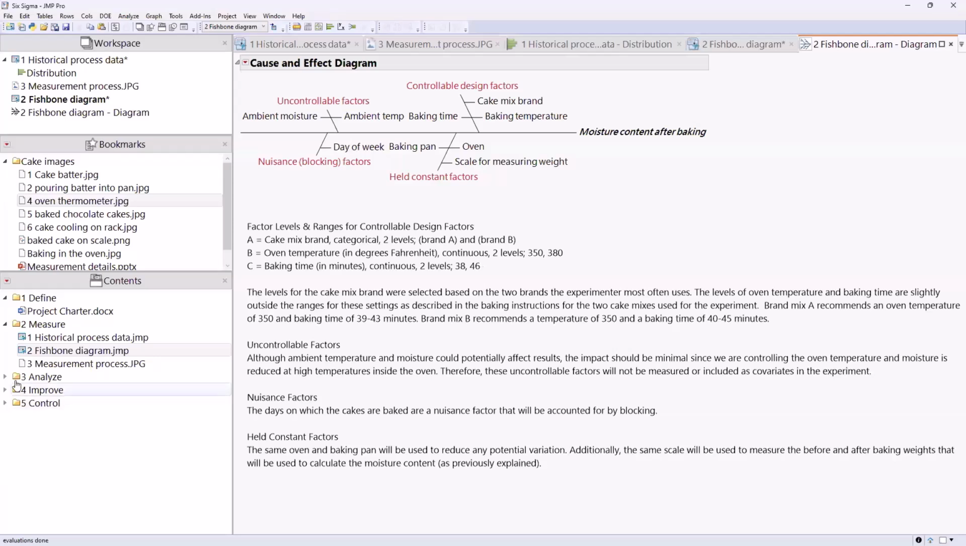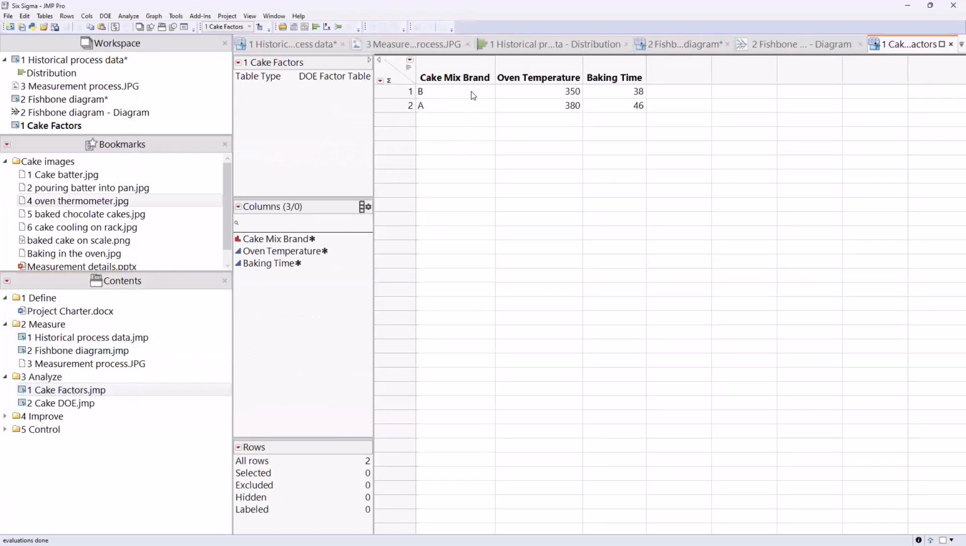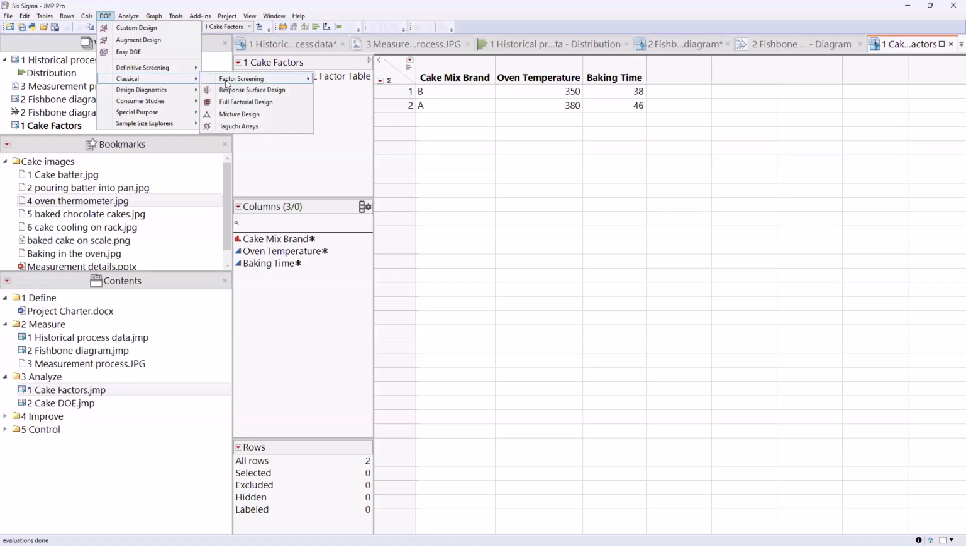So let's go ahead and take a look at the analyze phase where I have a table with my design factors. These are the factors we just talked about, the cake mix brand, the oven temperature, and the baking time, all with their low and high ranges. So we're going to use this table to set up a DOE, a classic factorial DOE in JMP. So to do that, I used DOE, classical, and I selected factor screening design.